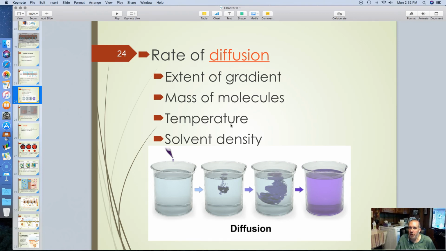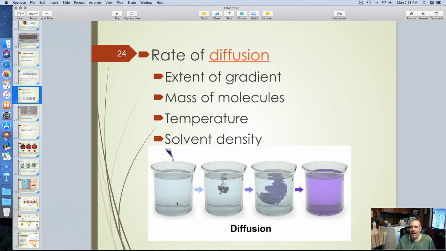How do you think temperature affects the rate of diffusion? If this water was cold, let's say close to freezing, and then we had another container of water that was 180 degrees, and you put a drop of food coloring in those two, a cold water and a hot water, which one do you think would have a quicker rate of diffusion? Hopefully you guessed the hot water would have a quicker rate.